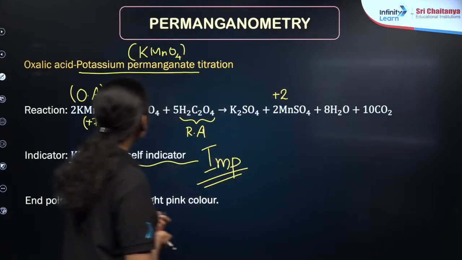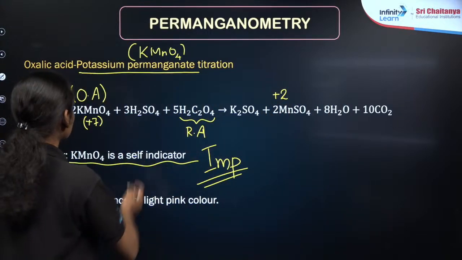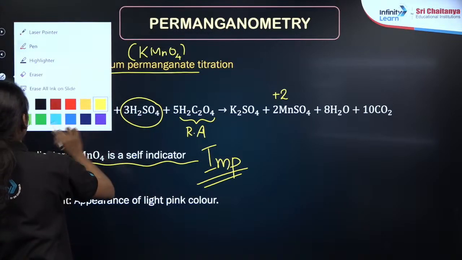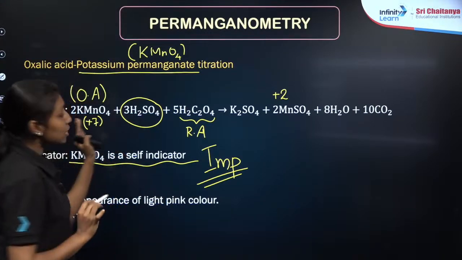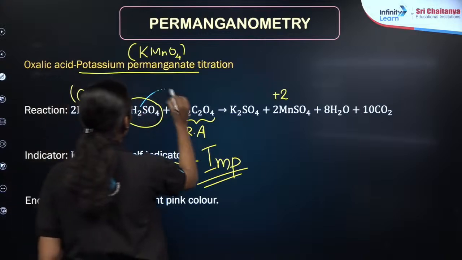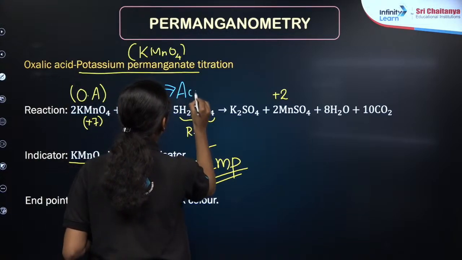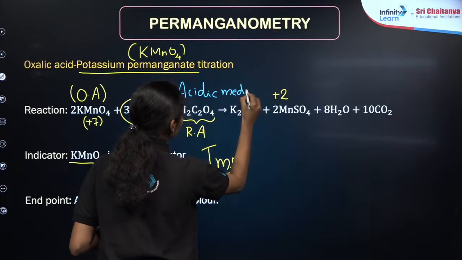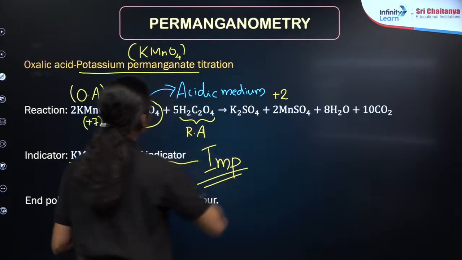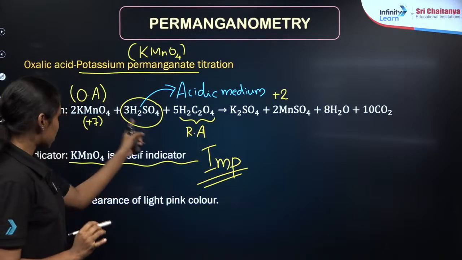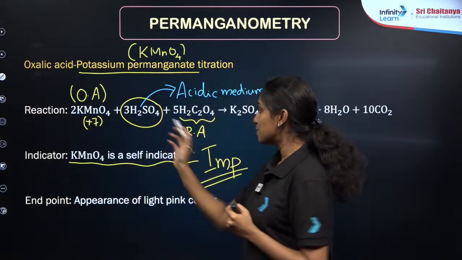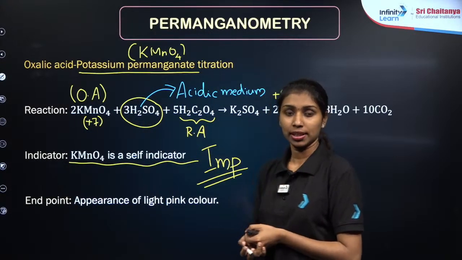Right? Then, one more point you have to note: you can see that H2SO4 is present here, which means that the reaction is always carried out in an acidic medium. The most commonly used acid is H2SO4. If you are using HCl or any other acid, there will be some interference in this particular reaction. Clear?